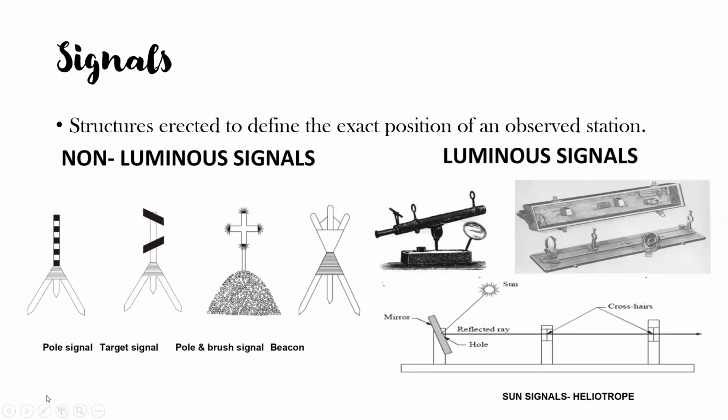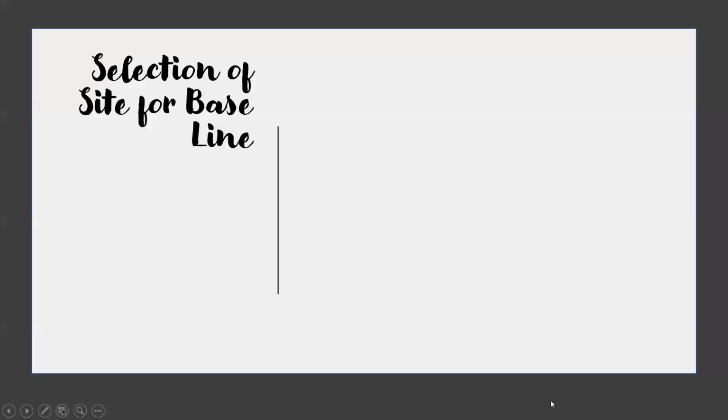Non-luminous signals are pole, target signal, pole and brush signal, and beacons. And luminous signals are called heliotropes. Going ahead, we have something called selection of site for baseline. Why do we have to break our heads to select a site for baseline? The measurement of baseline constitutes a higher accuracy component in a triangulation survey.